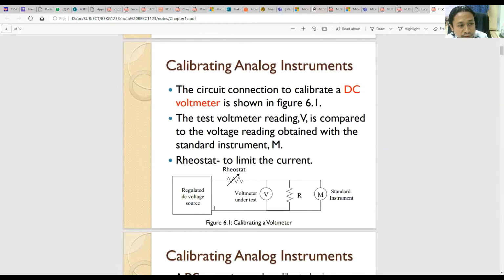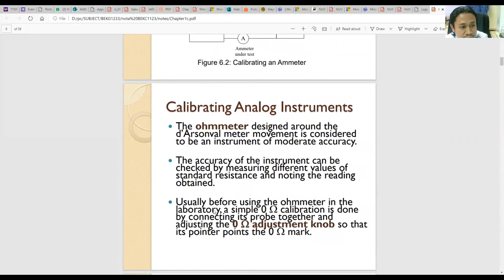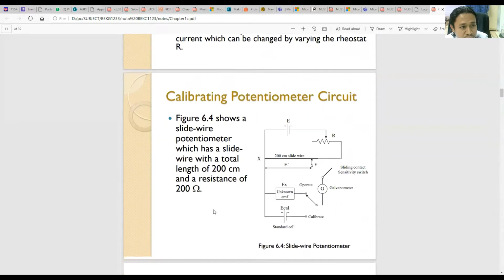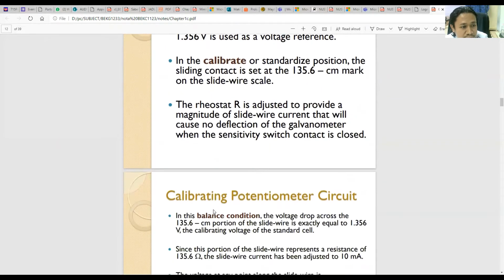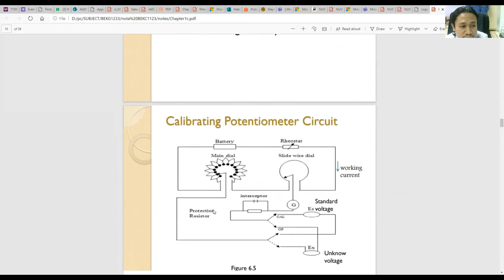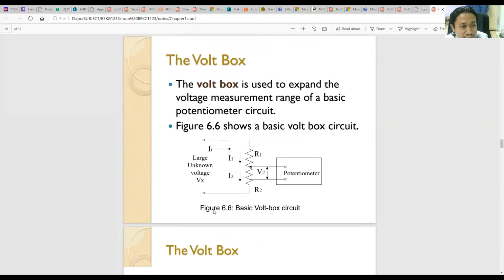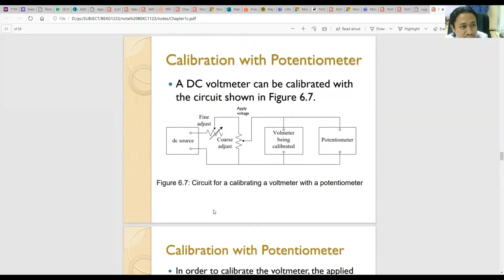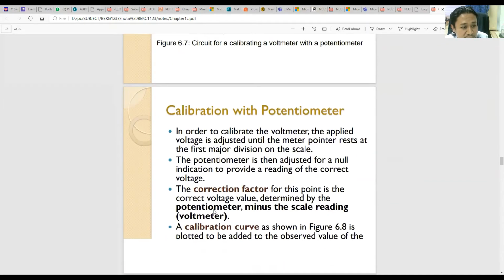This one I will skip first because it will be covered in the DC voltmeter topic. After we cover the theory of the DC voltmeter, we study how to calibrate our DC voltmeter. So this one also we skip first. Also calibrating the potentiometer circuit, I will skip first. Next is the noise, for example in the voltmeter. The calibration on the potentiometer will also be covered in the next topic.